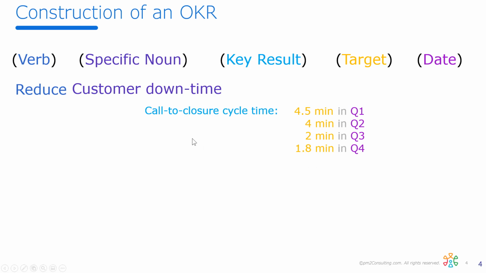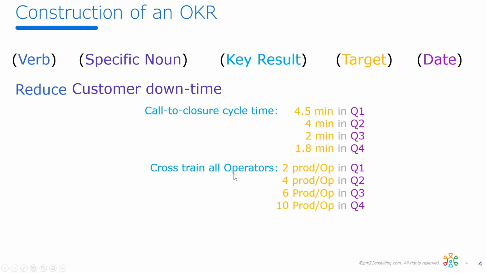So that's an OKR. Now, most OKRs can only get executed if you work cross-functionally. So in this case, we need some help from human resources. What they're going to do is cross-train our operators. So let's say our call center supports 10 products. In Q1, every operator will be trained and certified in 2 products. By the end of Q2, 4 products. The end of Q3, 6 products. And by the end of Q4, 10 products.